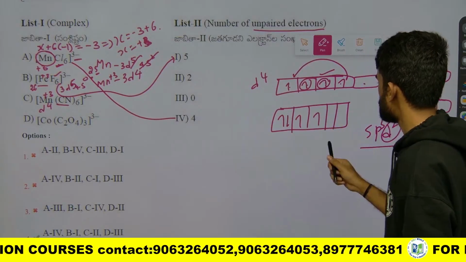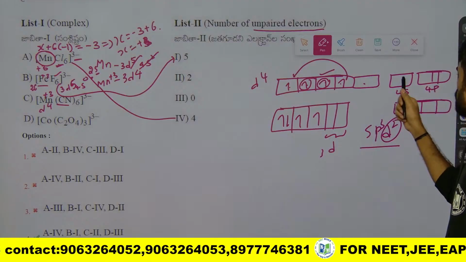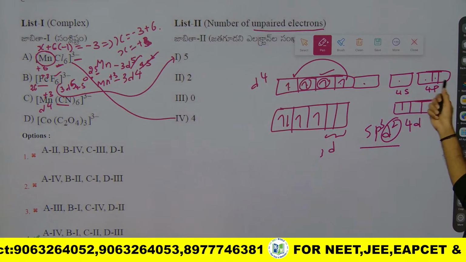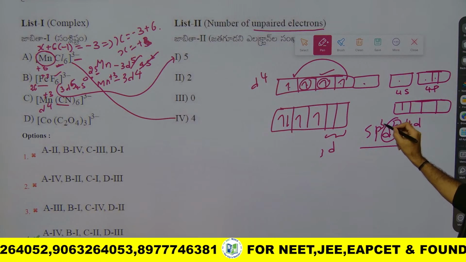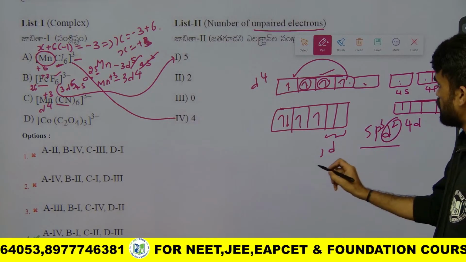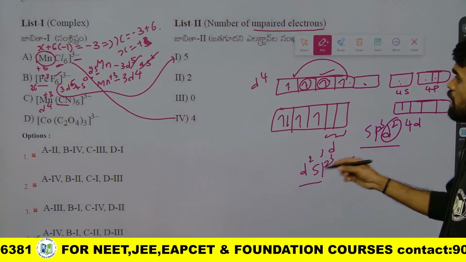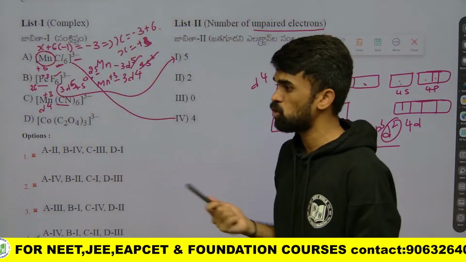Like this. See, these are the 2d orbitals, 3d orbitals we have. You can use 3 p orbitals, 1 s and this d. So d2sp3 is the hybridization here. In the first case it is sp3d2, both are different.